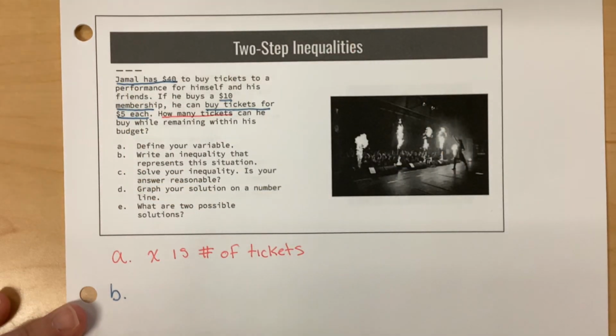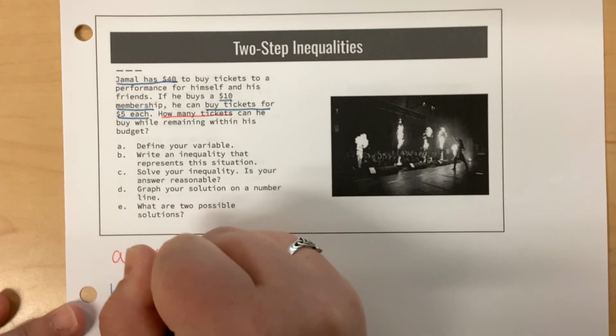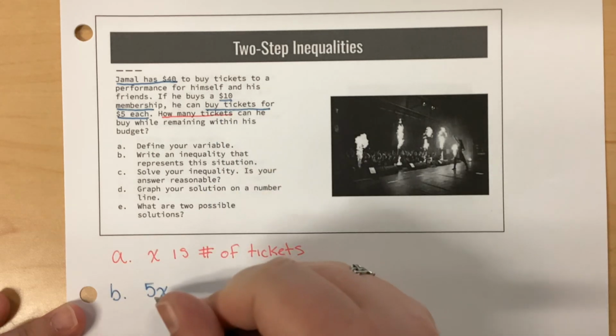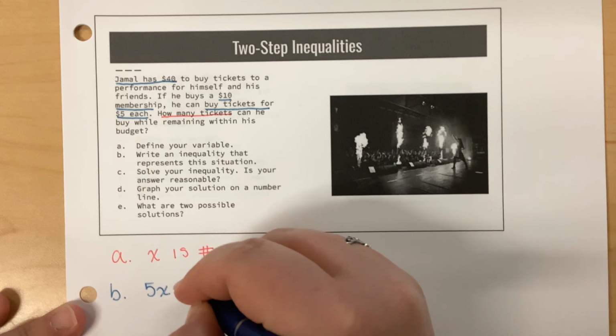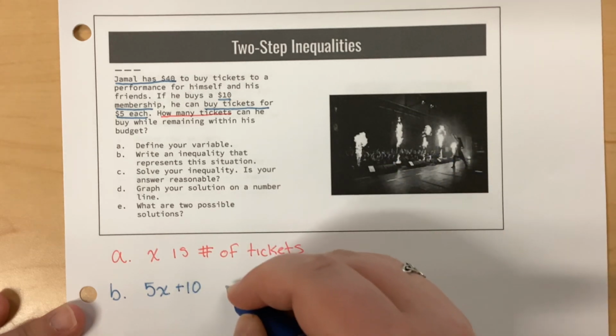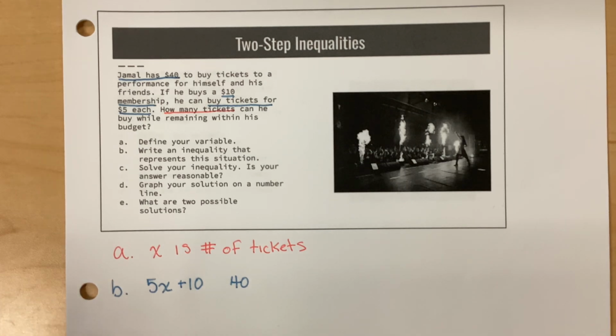All right, so let's start with that. Tickets are $5 each, and I know that X is the number of tickets, so that's going to be 5X. But you have to remember that in order to get the $5 tickets, he has to purchase a $10 membership. So we're going to tack that on to how much he pays. We also know that he has $40. That's the total amount that he has. So that's going to go by itself on the right-hand side.